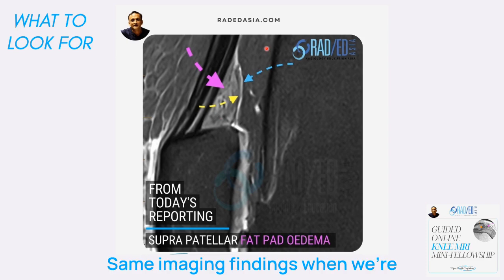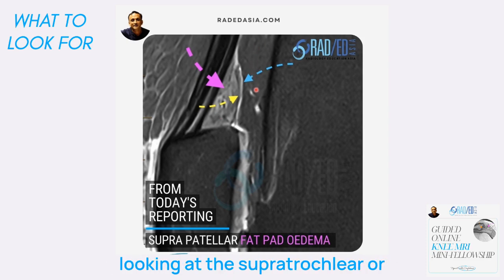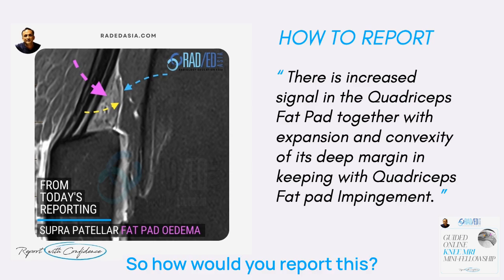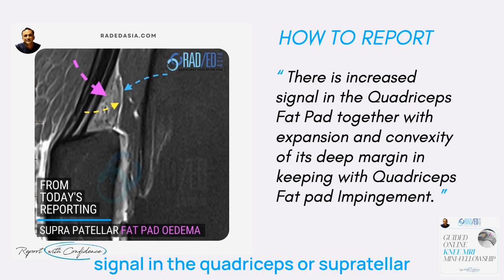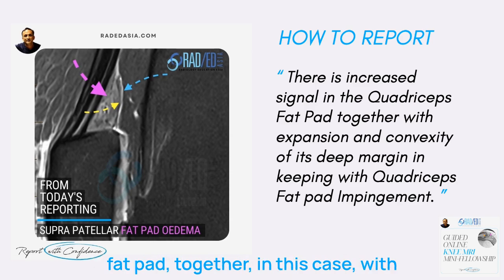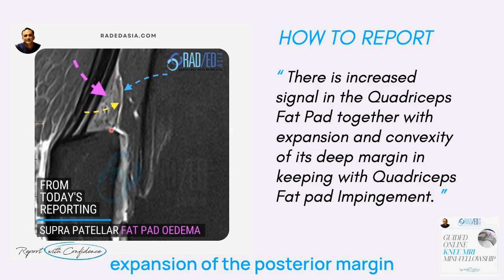Same imaging findings when we're looking at the supratrochlear or the infrapatellar fat pads. We're looking for increased signal on the PD fat saturated sequence. So how would you report this? Very straightforward. You just say that there's increased signal in the quadriceps or suprapatellar fat pad, together in this case with expansion of the posterior margin and convexity. And there's also some indentation of the anterior margin of the supratrochlear fat pad in keeping with impingement.